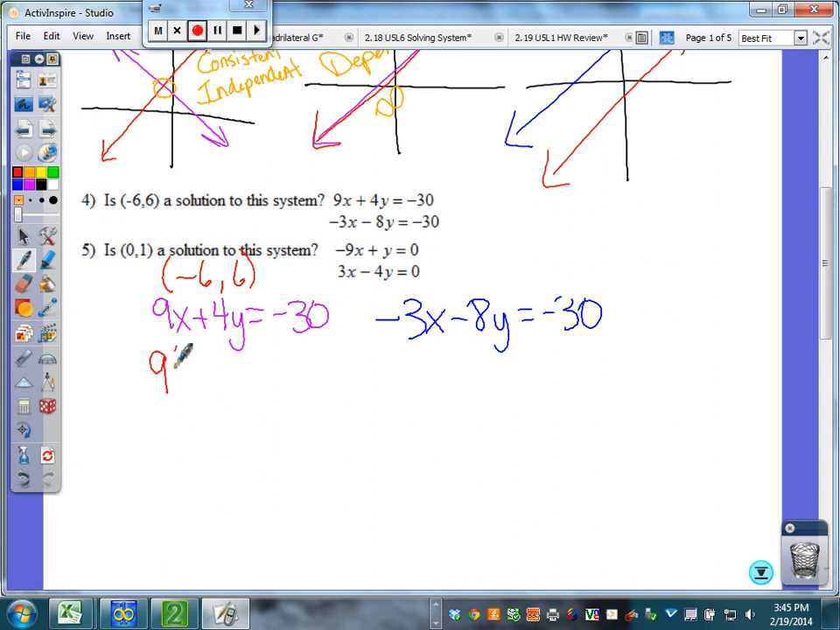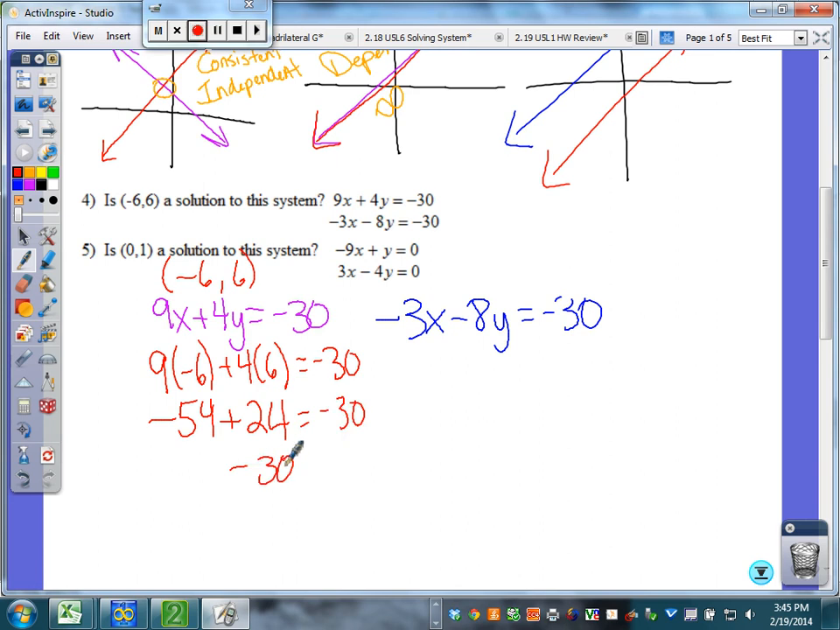So we have 9 times negative 6 plus 4 times 6 should equal negative 30. So we have negative 54 plus 24, and that in fact does equal negative 30. So it works for the first one. Check it for the second.